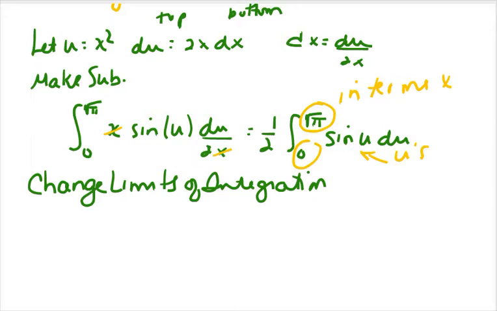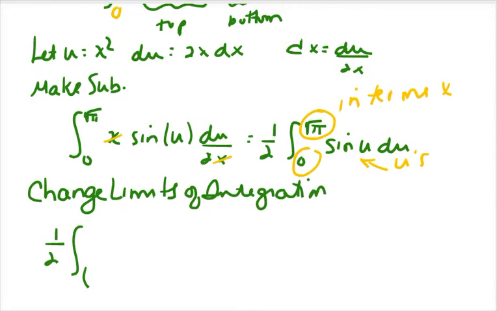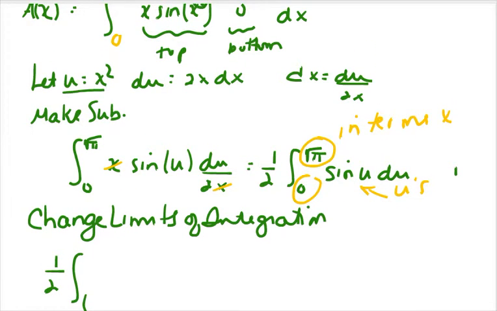We've got u's and x's, so we've got to change one of them. Okay, I don't care which way you go. I'm going to do a substitution all in terms of u. So I'm going to change the limits of integration. I'm going to put the lower limit into whatever you let u equal, I'm going to put the limits of integration into that. So it's 0 squared, square root of pi squared, sine of u du. Now everything's in terms of u.